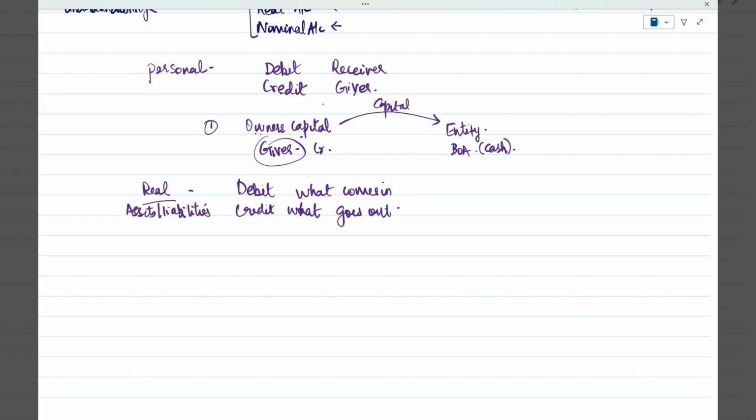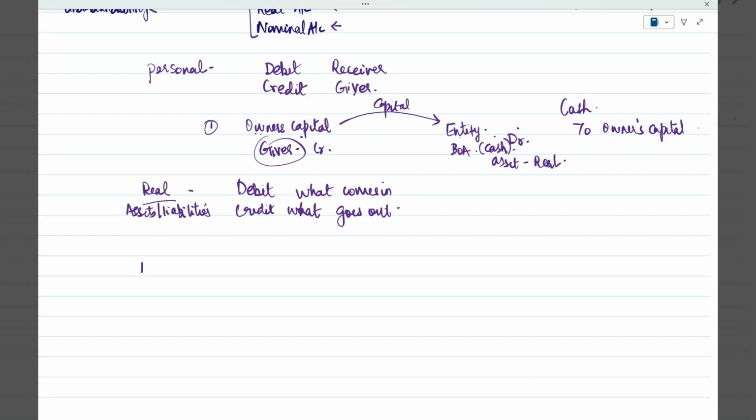So in the first example, the owner contributed capital. You see that the entity received cash. Cash is an asset. Asset means it is a real account. So what would be the journal entry? The cash is coming in, which means I am debiting my cash account. So the entry would be, as the rule goes, I am debiting cash and crediting the owner's capital, right?